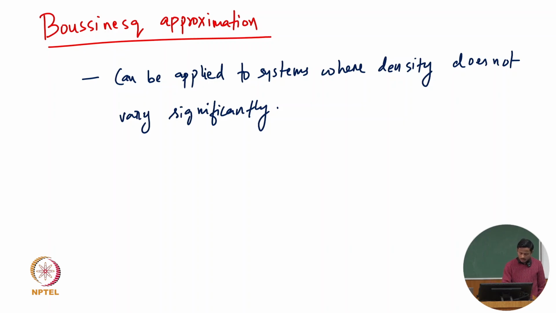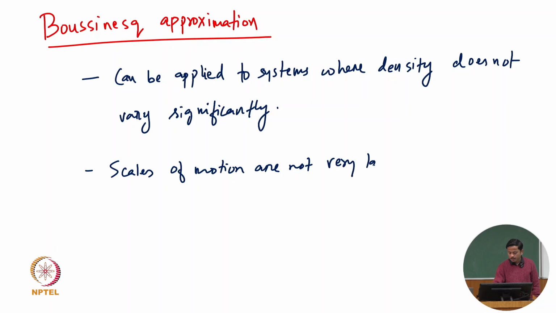So density does not vary significantly. The scales of motion are not very large. So these are some of the restrictions that we place on our motion to apply the Boussinesq approximation, and why the Boussinesq approximation is needed to simplify the equations of motion.